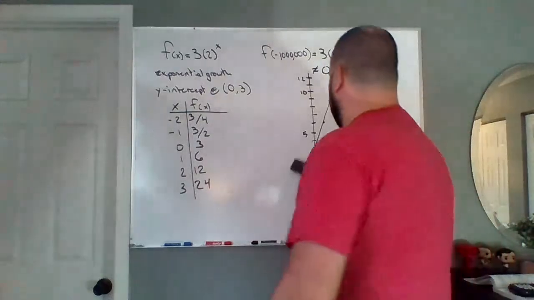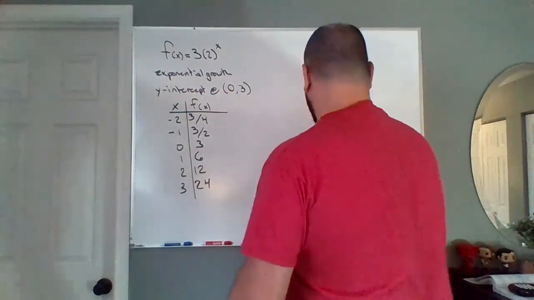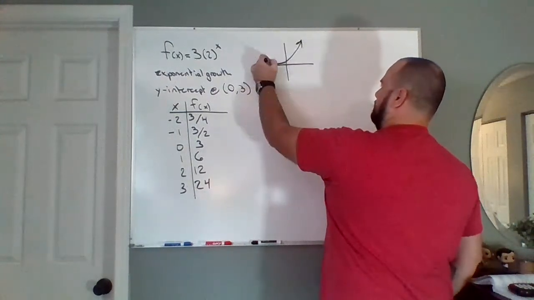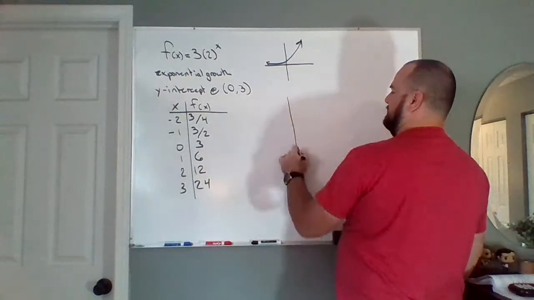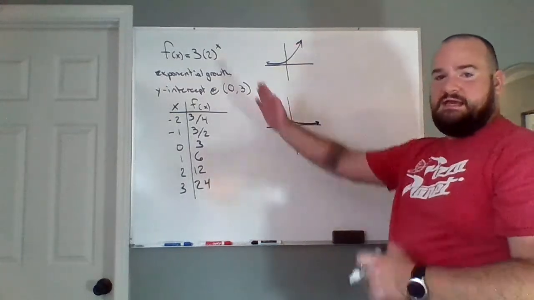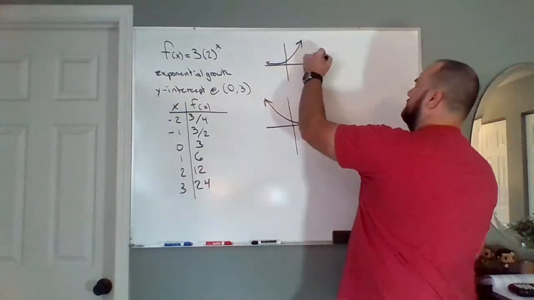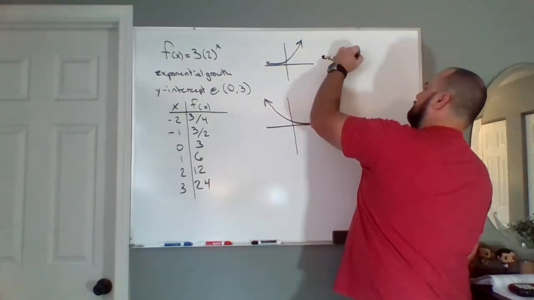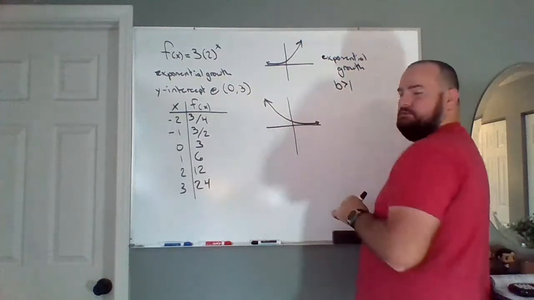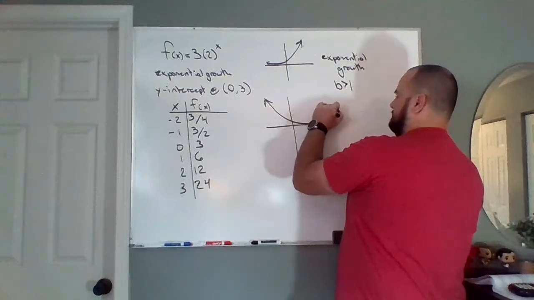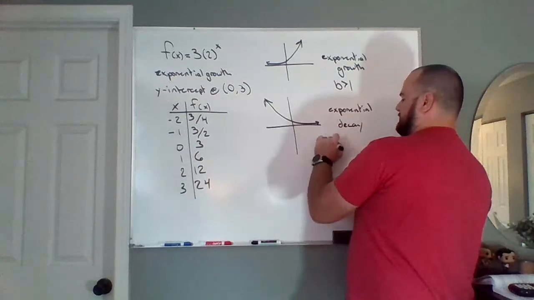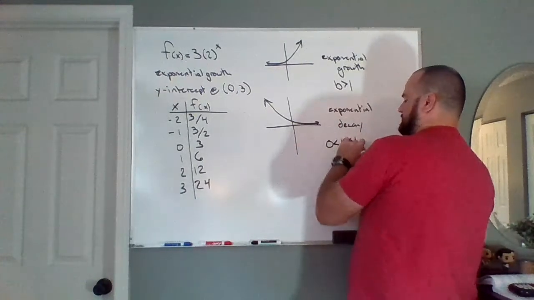Now, I'm going to erase this. And so I'll just do a little sketch. So exponential growth in general looks something like this. Whereas exponential decay is the opposite. As we go, it decreases. And so this right here is exponential growth, which means b is greater than 1. And this right here is exponential decay, which means 0 is less than b is less than 1.